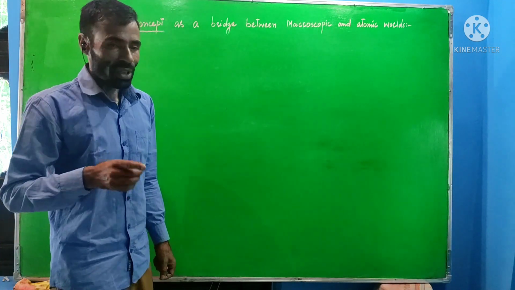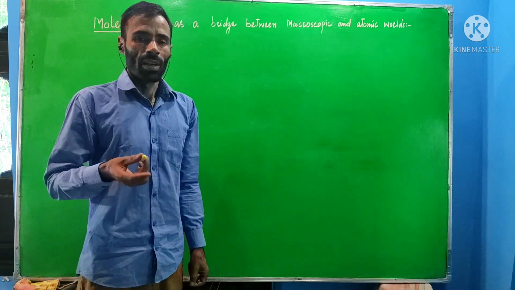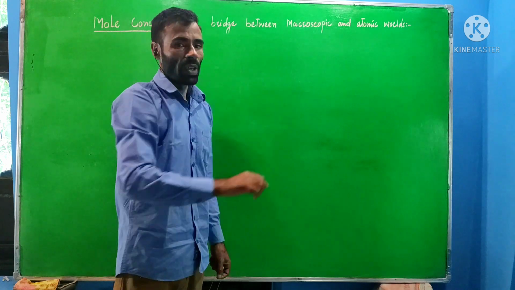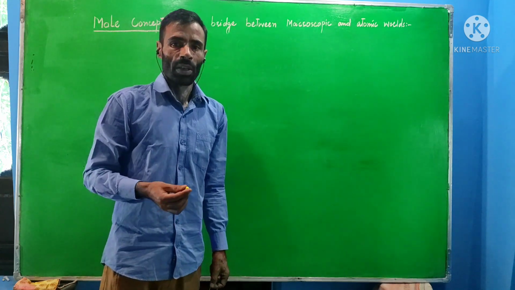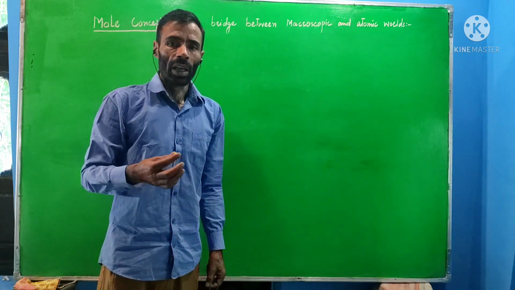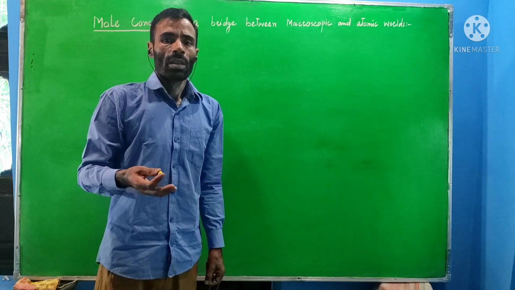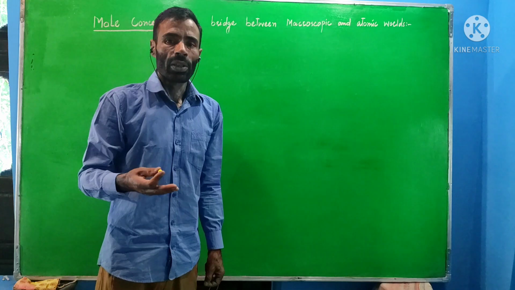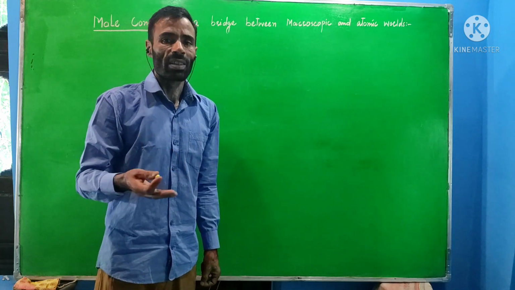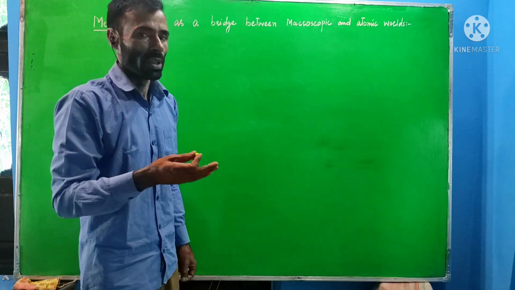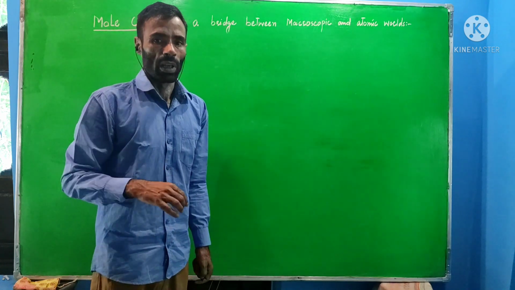Dear students, today our topic is the mole concept. This mole concept acts as a bridge between two worlds: one world we call the macroscopic world and the other the atomic world. That means if we have a large sample of any compound, the number of molecules within that compound, we can know that by means of a concept. That concept is the mole concept.